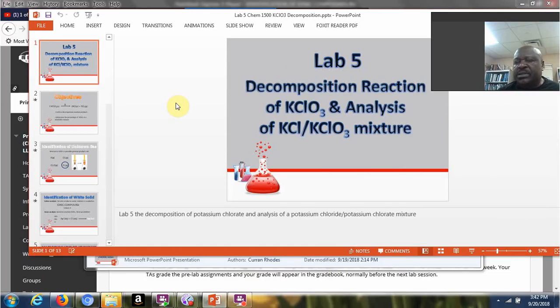Today I'll talk about decomposition reactions, and in particular potassium chlorate: how does that decompose? Once we profile and understand how that decomposes, we'll then take that knowledge and use it for the analysis of a mixture consisting of potassium chloride and potassium chlorate. Gotta know your polyatomic ions. ClO3 is chlorate.